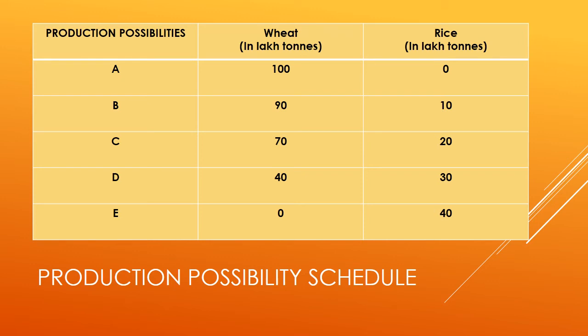In all these combinations A, B, C, D, E, the resources have been fully utilized. So for example, if I take the combination B, I have enough resources to produce 90 lakh tons of wheat along with 10 lakh tons of rice. I cannot produce 90 lakh tons of wheat and at the same time produce 20 lakh tons of rice.